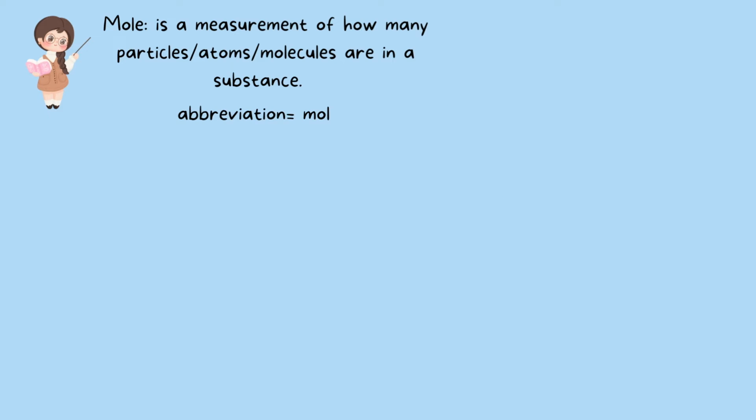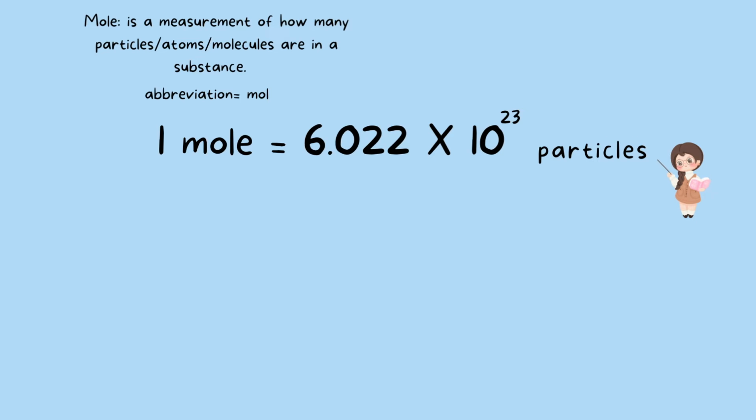By definition, a mole is a measurement of how many particles, atoms, or molecules are in a substance. The abbreviation for mole is mol, with a lowercase m. 1 mole is equivalent to exactly 6.022 times 10 to the 23rd particles. This number is, of course, in scientific notation.